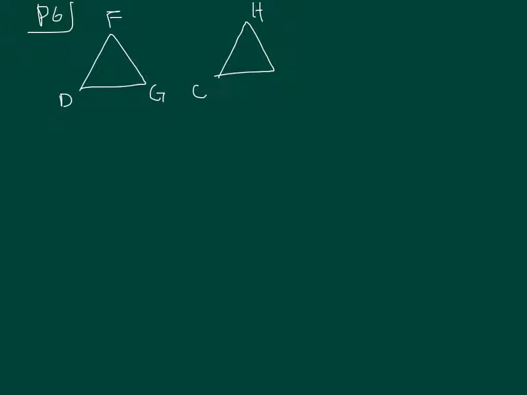Problem number 6. You are given that triangle DFG is congruent to triangle CHK. Which of the following statements is true by corresponding parts of congruent figures are congruent? So for problem 6, we have DFG. Again, I went left, top, right, so I have to go left, top, right to write CHK.